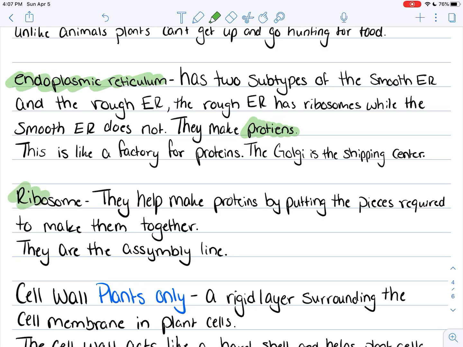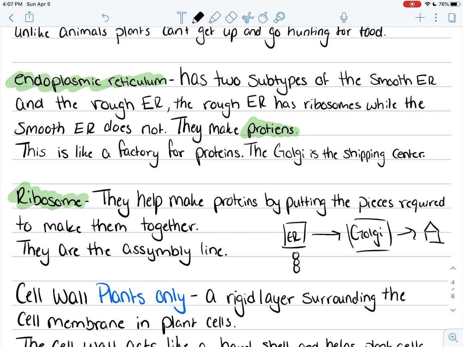Ribosomes help make up proteins by putting the pieces required to make them together. They're the assembly line inside of the factory. So the factory, let's say we have the factory here. This is going to be our endoplasmic reticulum. It makes toys. These toys then go ship out to the Golgi, which ships them out to your home.